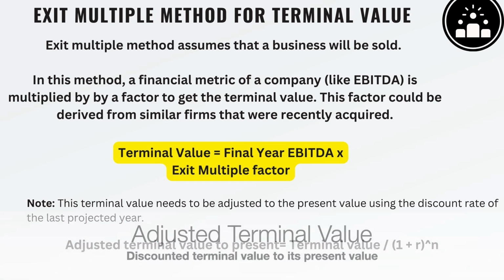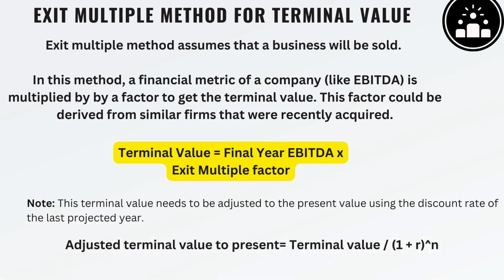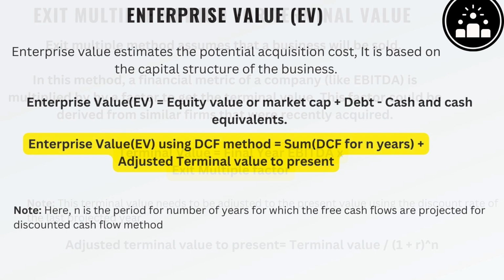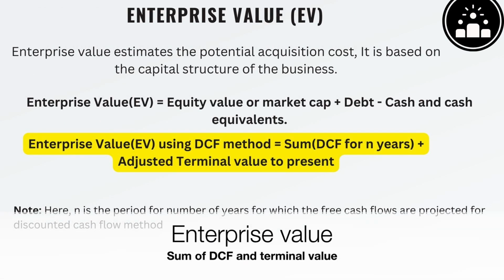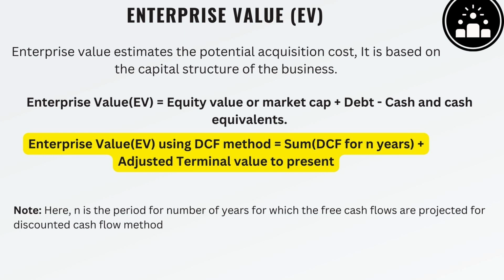The calculated terminal value has to be adjusted to the present value using the discount rate of the last projected year. We can use the discounted cash flow formula for adjusting the terminal value to the present value using the discount rate of the last projected year, which is N. And last, enterprise value, which is the value that estimates the potential acquisition cost. It is based on the capital structure of the business, which could be derived by adding the equity value and value of debt and subtracting any cash or cash equivalent from it to get the total enterprise value.